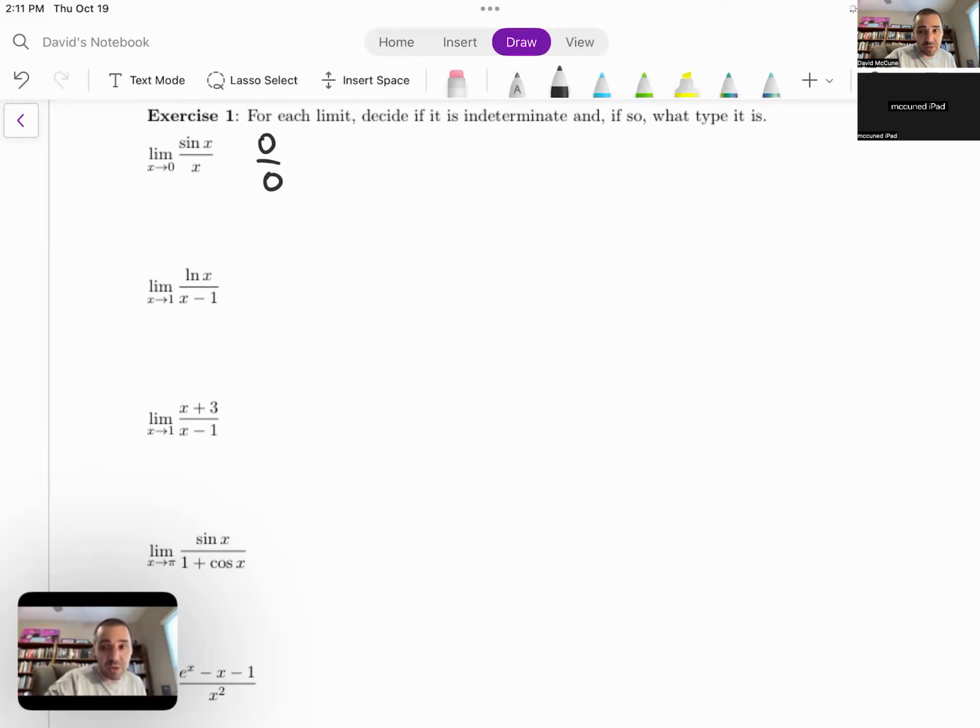So natural log is one of those functions you're supposed to know. So as x goes to 1, natural log of x goes to 0. And the reason is because natural log of 1 is 0. So this is like a background fact. Natural log of 1 is 0. So here, again, we have 0 over 0. As x goes to 1, natural log approaches 0. As x approaches 1, x minus 1 also goes to 0. 1 minus 1 is 0.